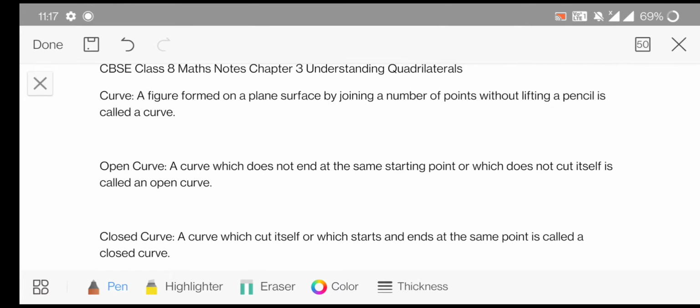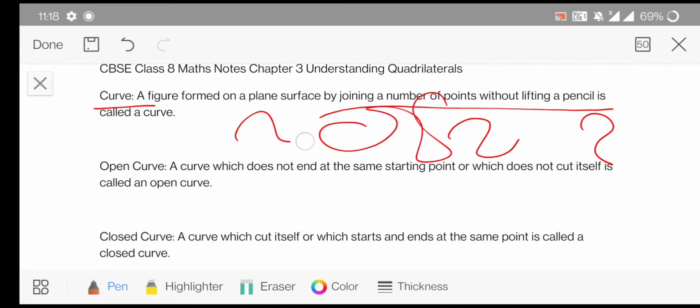Today in this video we'll begin with the new chapter, that is understanding quadrilaterals. Chapter 3. So let's begin with some new terms related to this chapter. So the first term is curve. What do you mean by curve? A figure formed on a plane surface by joining a number of points without lifting, means any kind of curves like this, are called the curve.